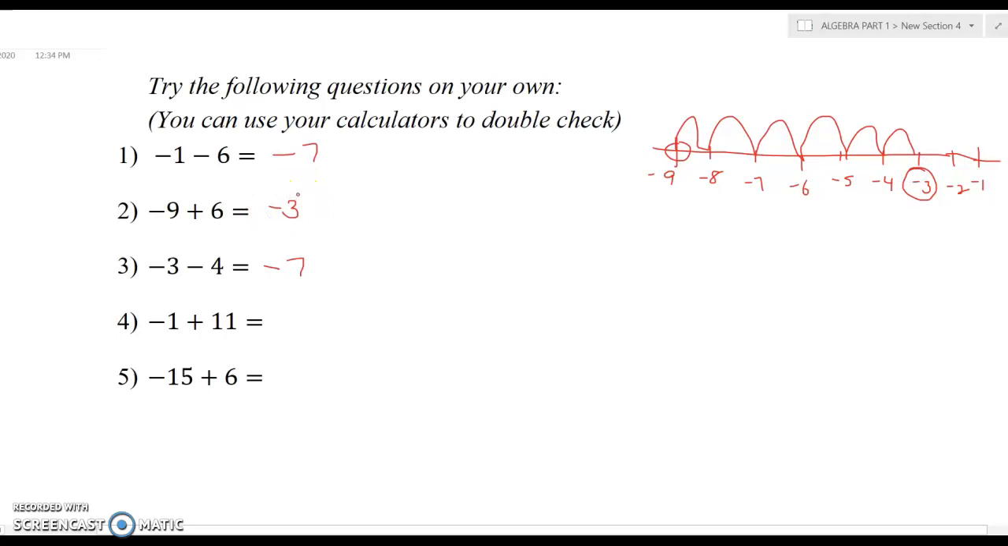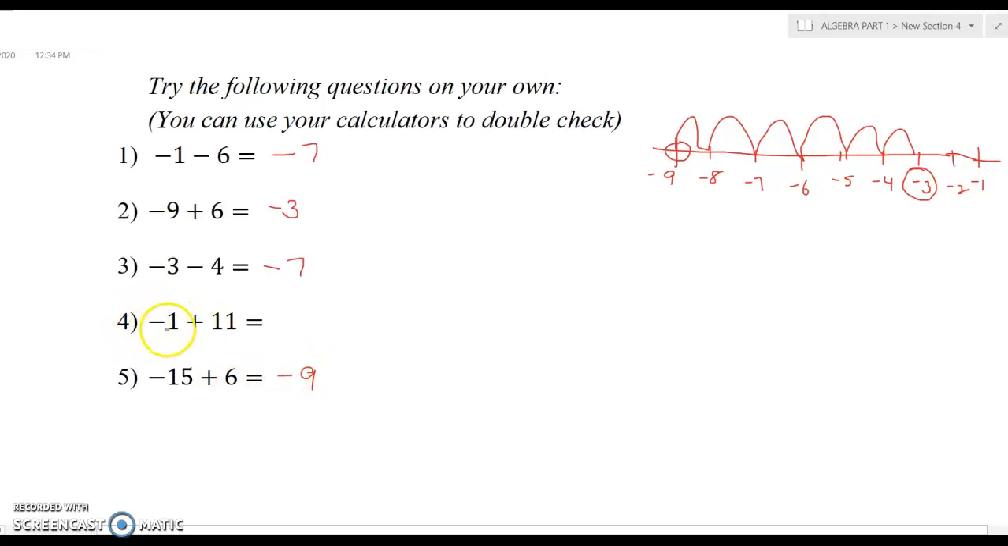The other trick I told you is the larger number 9 has the negative sign in front of it. That means my answer is automatically going to be negative, right? And then 9 take away 6 is 3. So my answer is negative 3. Let's look at number 5, which is similar. My larger number has a negative sign. So put your negative, and then 15 take away 6 will give me 9. Double check with your calculator, double check with your number line, right?